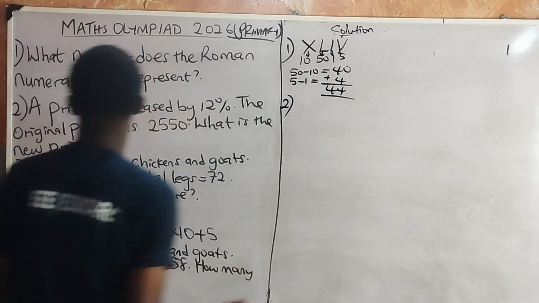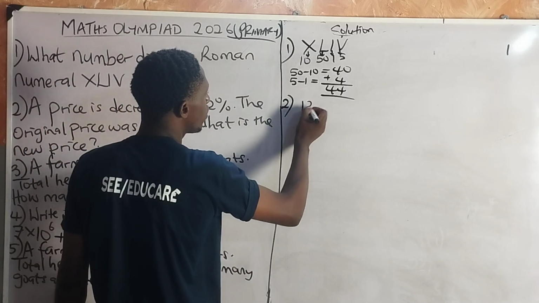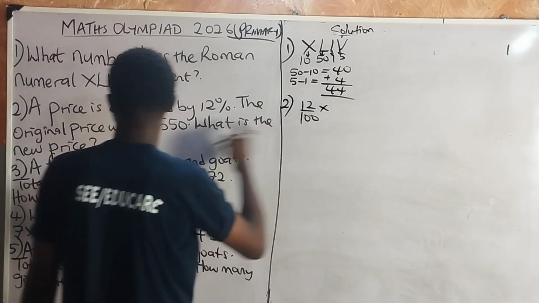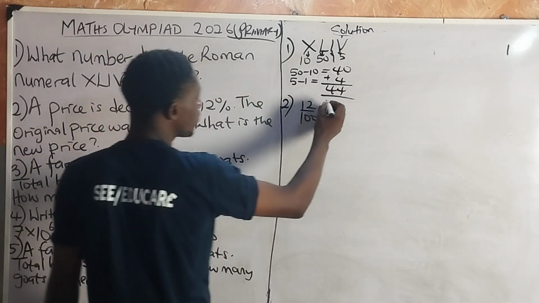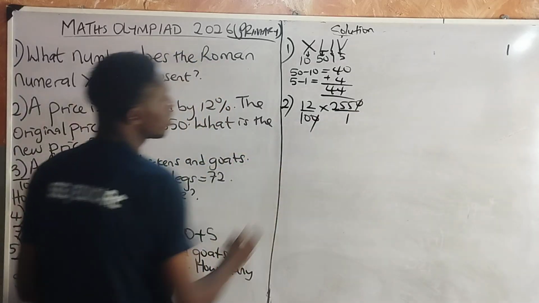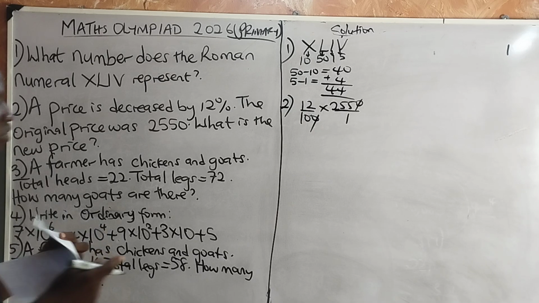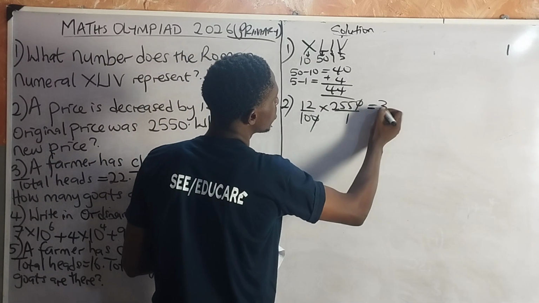Number two, a price is decreased by 12%. So we have 12 over 100 times the original price, which was 2550 over 1. 0 will cancel 0. 12 times 225 from what I calculated here, then divided by 10 is going to give me 306. So I have 306.